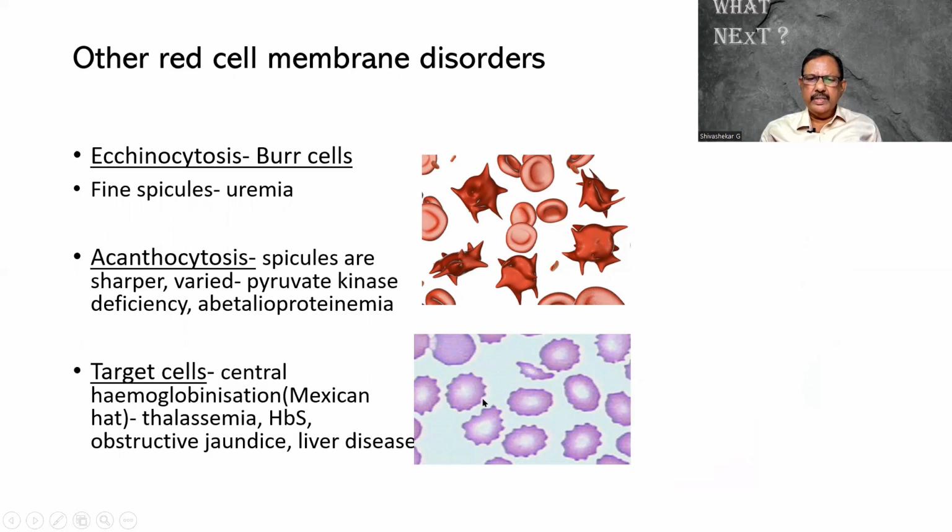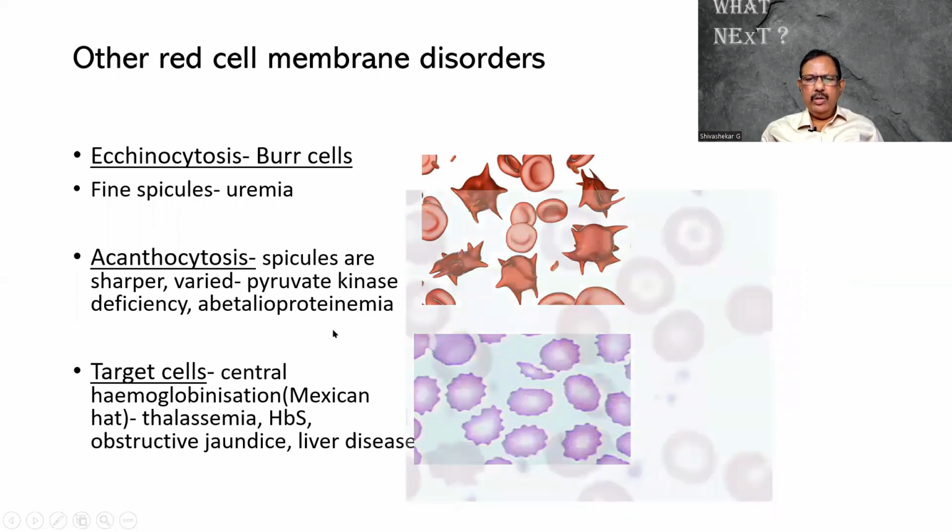These are the echinocytes. They have got fine spicules and are found in uremia. Acanthocytes, on the other hand, have sharp spicules which are uneven. They can be found in a case of pyruvate kinase deficiency, abetalipoproteinemia. Look at the amount of MCQs that can be devised by this. Target cells.